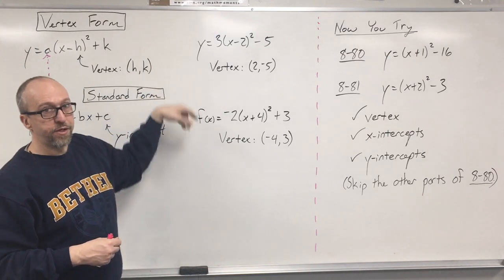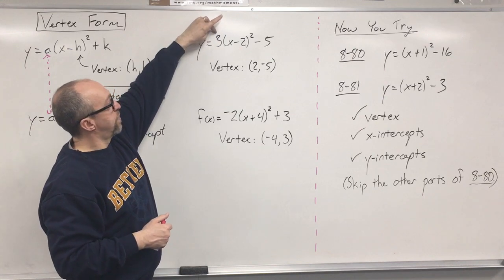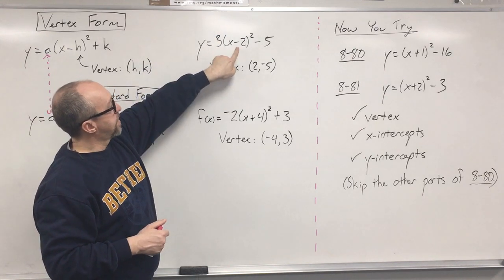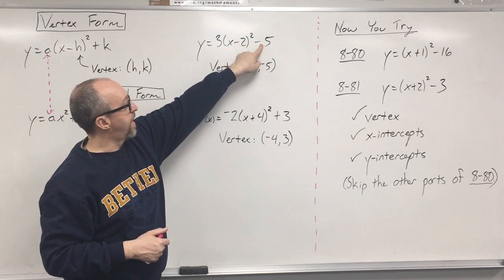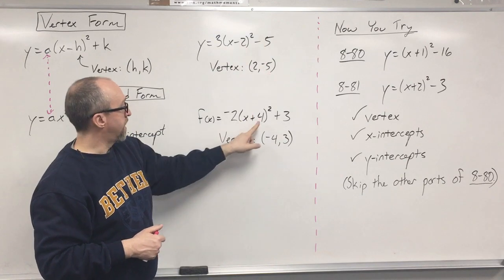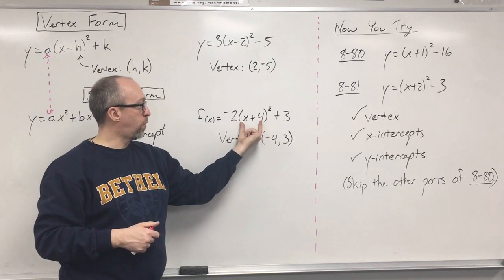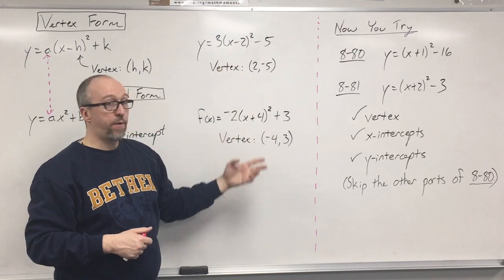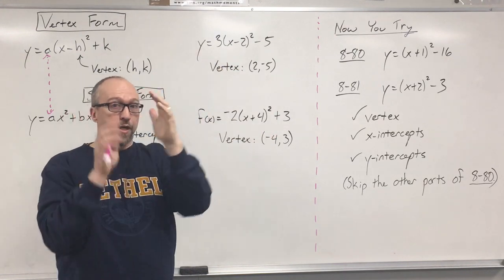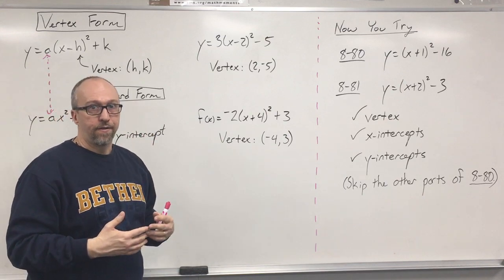These are the two problems we just did. The vertex had nothing to do with this number. It was just that number, the opposite of it, positive 2, and then that number exactly. The opposite of that one, negative 4, that number exactly. Always the opposite of what's with the x. Boom, right off the bat, in vertex form, you can see where the vertex is. You don't have to do a lot of math, okay?